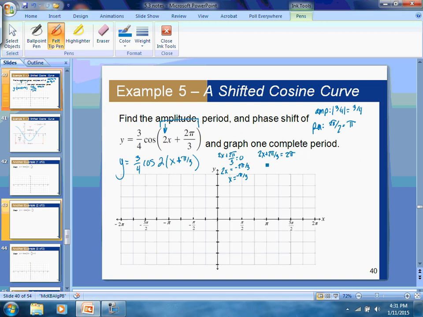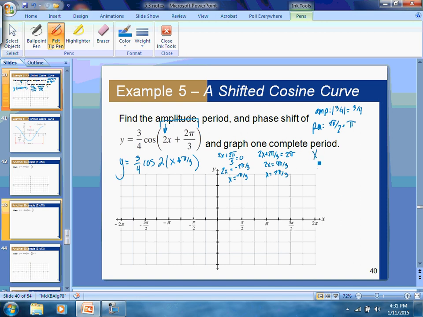So now when I subtract 2/3 from 2, do that on your calculator if you need to, okay? And this is like 6/3. 2 is like 6/3. Minus 2/3 is going to be 4/3. So 4 pi over 3 divided by 2, that's going to be 2 pi over 3.